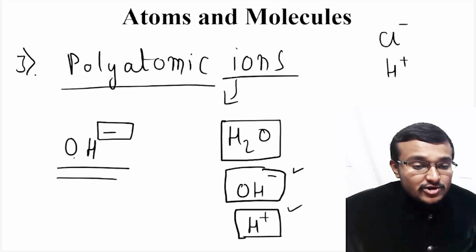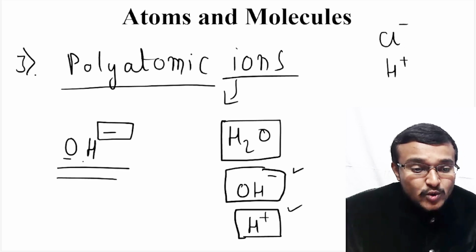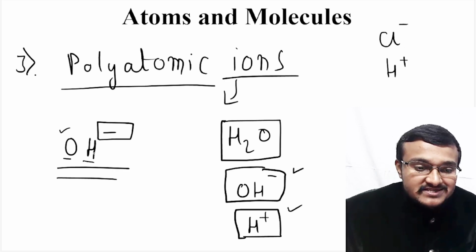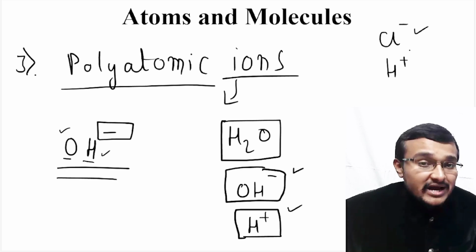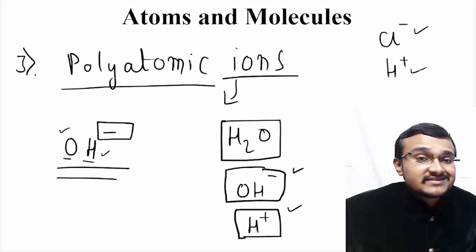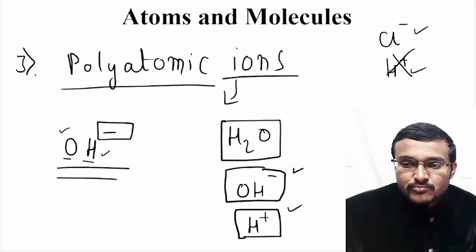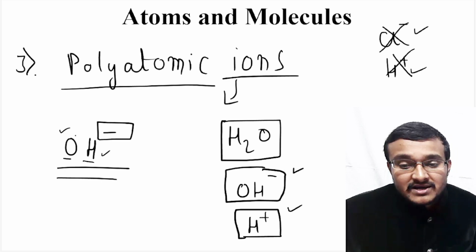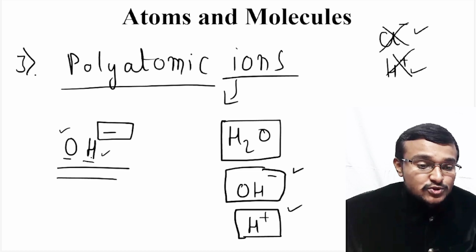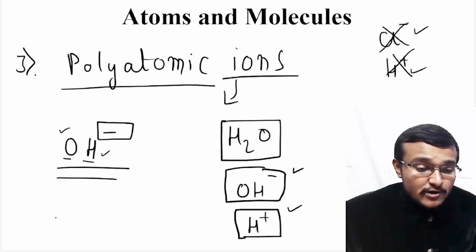In this ion, you can clearly see two atoms are involved, oxygen and hydrogen. But in the case of Cl minus there is only one atom, and even in H plus there is only one atom. So these are monoatomic ions, not polyatomic ions. But here two atoms are involved, so this is known as a polyatomic ion.